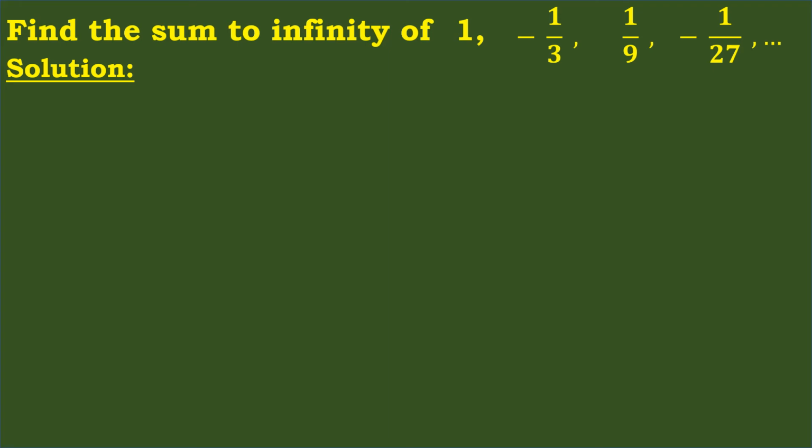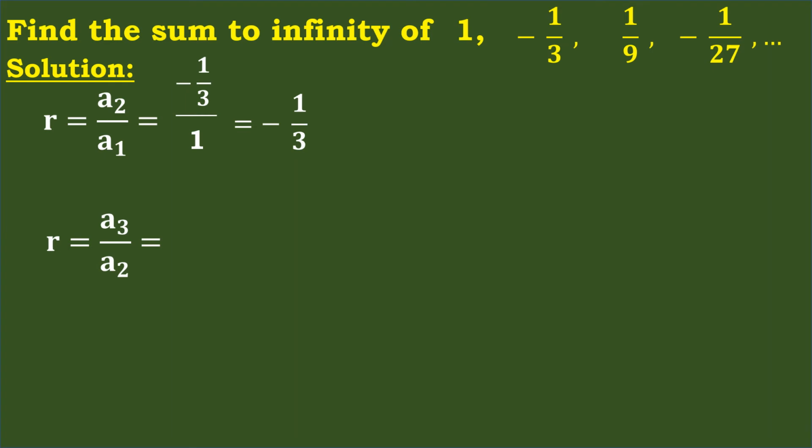Another example. Find the sum to infinity of 1, negative 1/3, 1/9, negative 1 over 27, and so on. Solution. Same step. Find first the common ratio. Divide the second term by the first term. Ano yung second term natin? Negative 1/3 divided by 1. So, any number divided by 1 is equals to the number itself. Therefore, the answer here is negative 1/3.